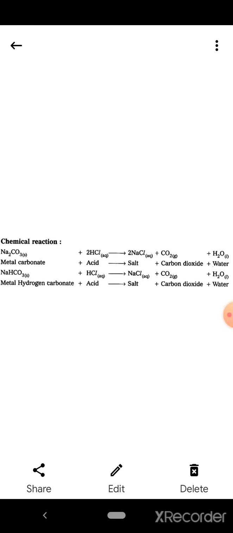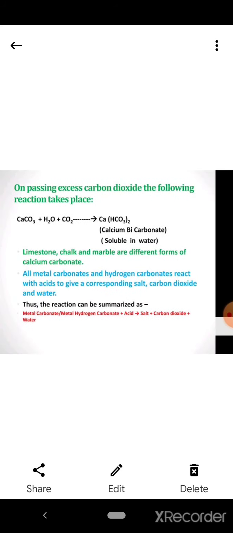Means from above two reactions, you can say that when metal carbonate or metal hydrogen carbonate reacts with acid, you get common salt, carbon dioxide and water. See, metal carbonate plus acid gives you salt plus carbon dioxide plus water, while metal hydrogen carbonate when it reacts with acid, you will get salt, carbon dioxide and water, okay.